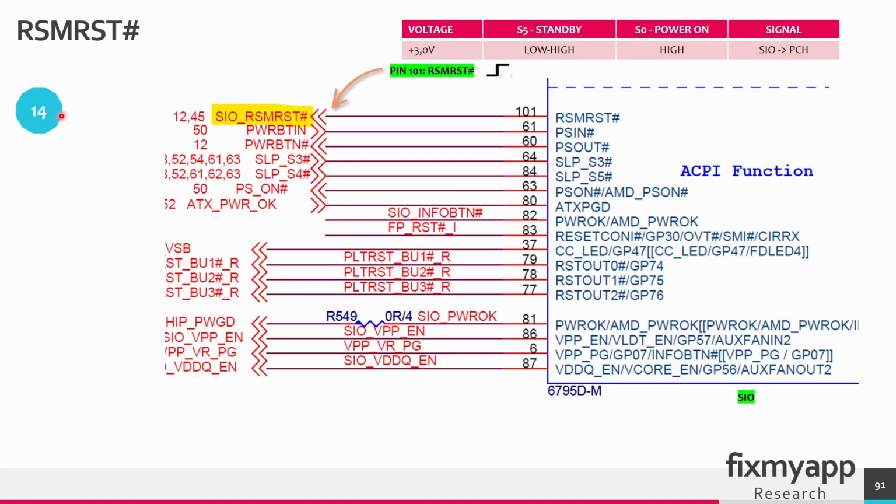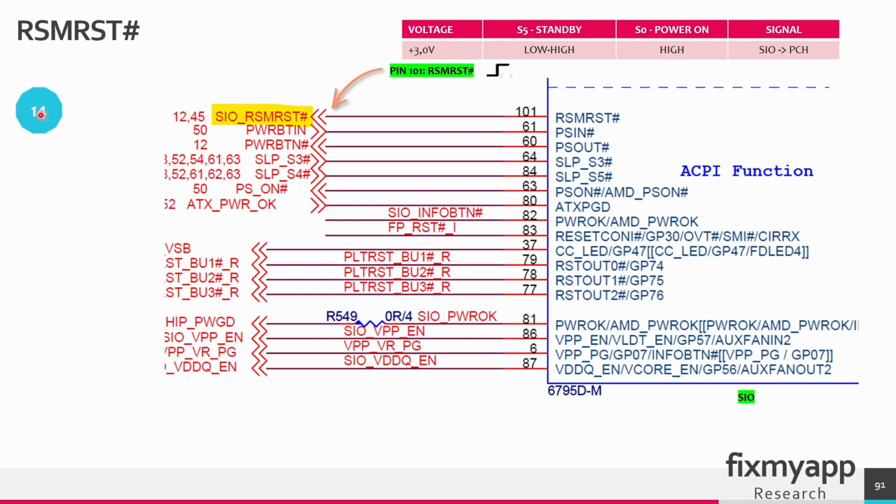In the standby sequence number 14, this reset master signal has to go from 0 volts to 3 volts. And the signal can be found at the Super I/O chip at pin 101. So there's a pin called reset master active low. This signal is an active low signal indicated by the hash suffix, and the signal is generated by the Super I/O chip. The primary purpose of this reset master signal is to perform a system reset during different power states.